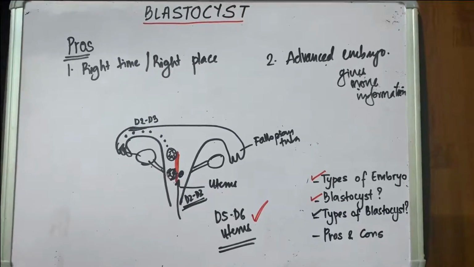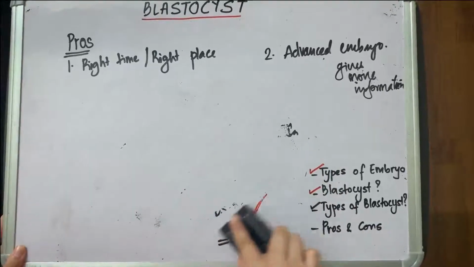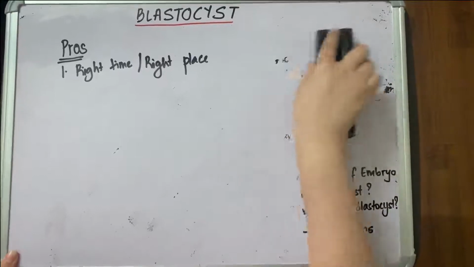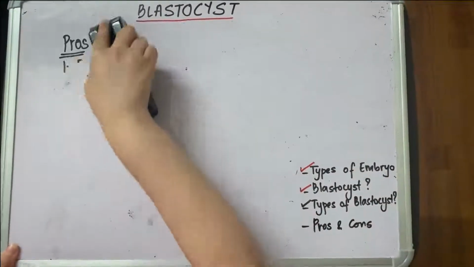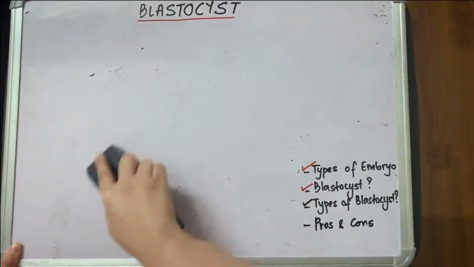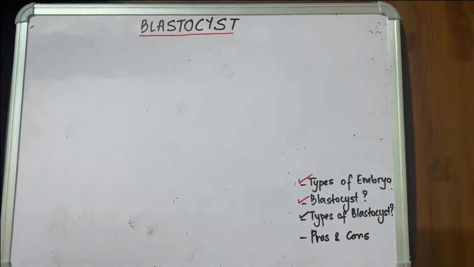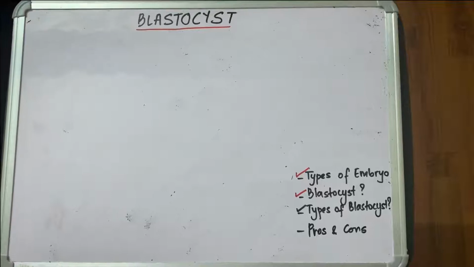Now with everything come disadvantages, and there is a disadvantage associated with taking your embryos to blastocyst. The biggest disadvantage is that your expectation may be that a lot of embryos will reach blast, but that is something which is a natural selection, and not all may reach.